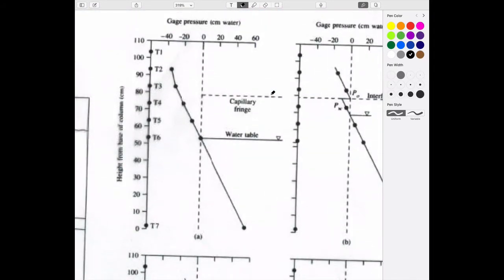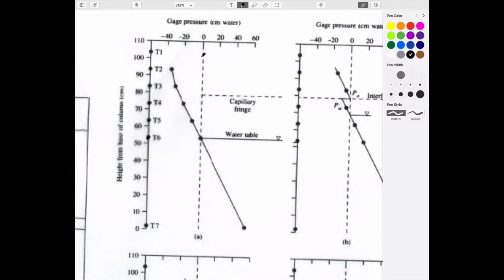And so these are the instruments. They're tensiometers. They measure the tension, the tensile stress within the fluid, less than the cavitation stress at these different levels, T1 through 6.